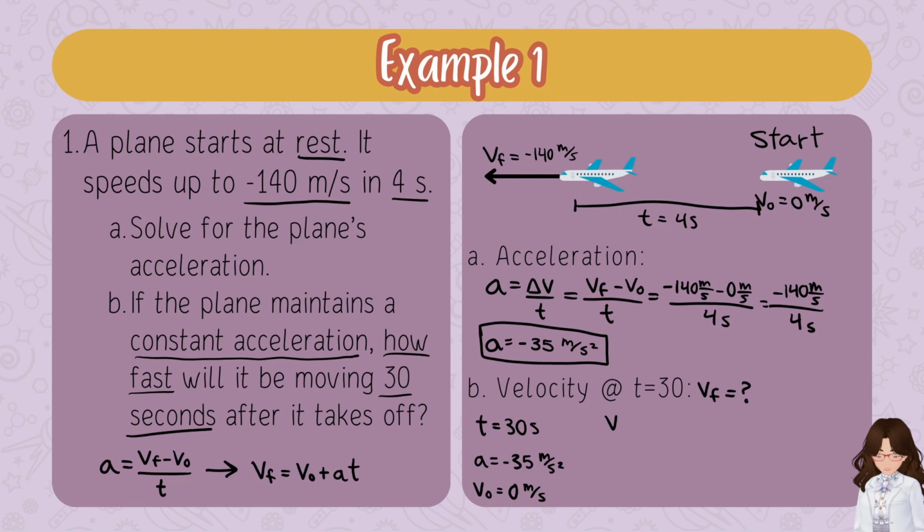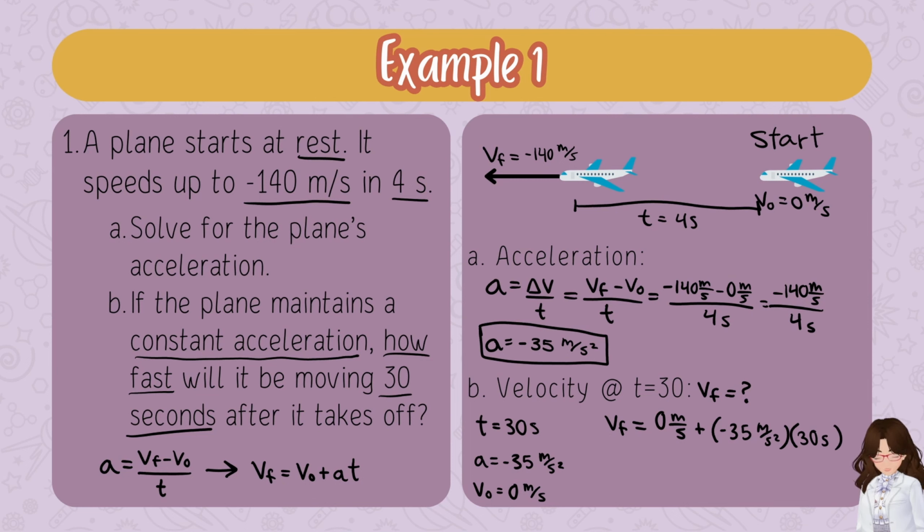Let's go ahead and plug in our knowns. We know that our initial velocity is 0 meters per second. We know that our acceleration is negative 35 meters per second squared. And we know that the time that the plane has been moving or accelerating is 30 seconds.